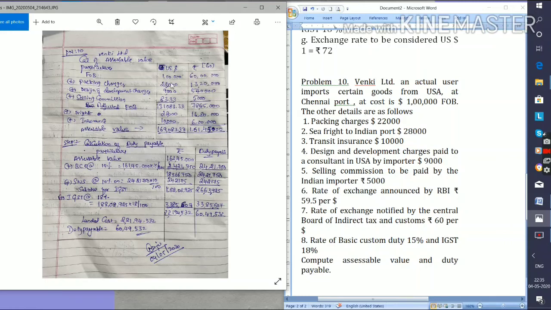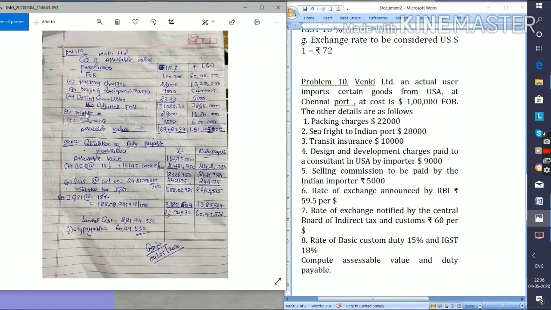Next, packing charges 22,000 US dollar, Indian rupee 13 lakh 20,000. Designing and development charges 9,000 US dollar, Indian rupee 5 lakh 40,000, plus selling commission 83.33. Even if you don't take 0.33 it is fine, but as it is in US dollars, the amount will be less if you are not considering it. Take the amount 83.33 into 65,000, and add all this, you will get 1,31,083.33 US dollar. When converted to Indian rupees, 78,65,000.